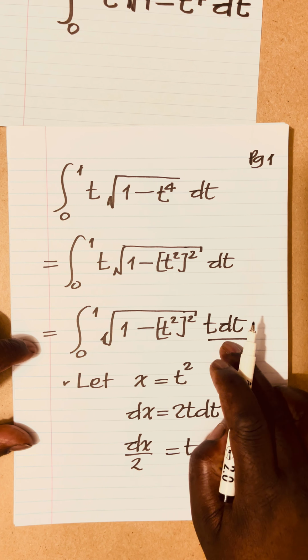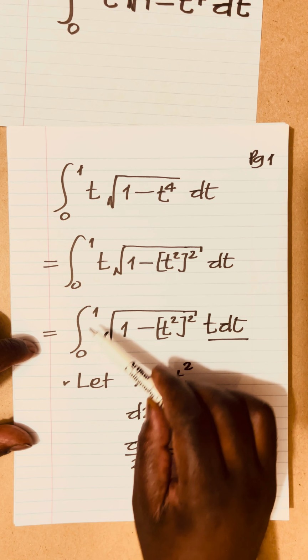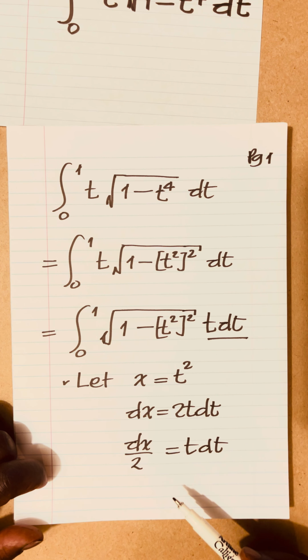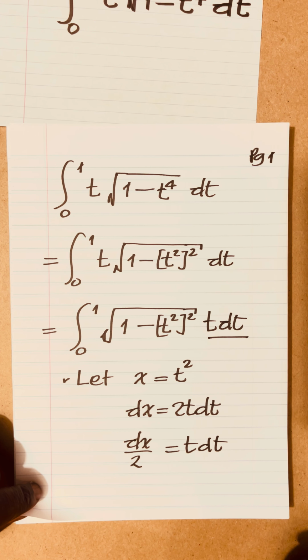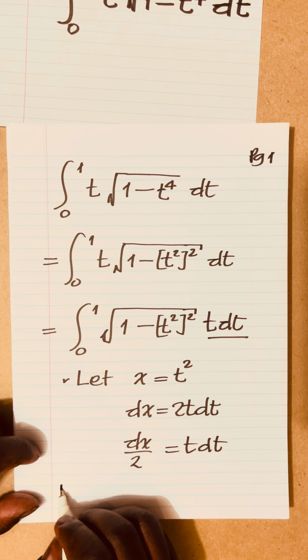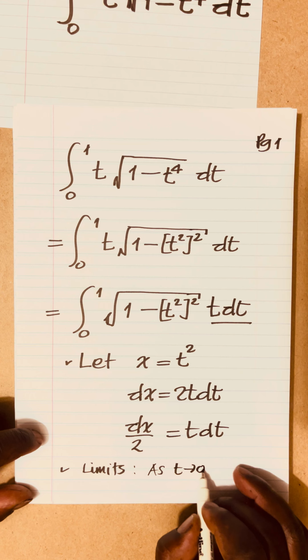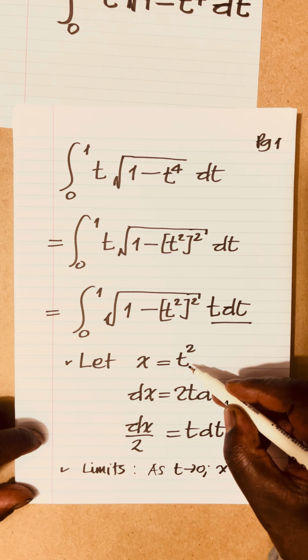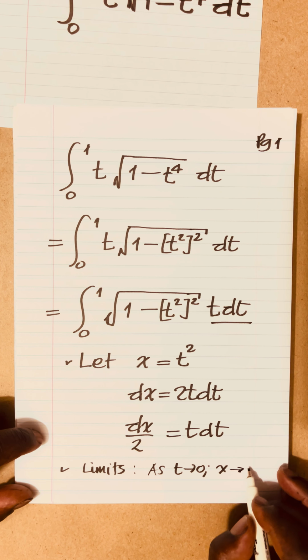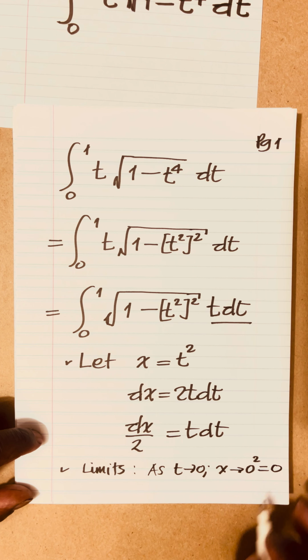Nice. Now this part is taken care of, that part is taken care of. I have to work on the limits now. So this is bulletin number 1. This is what we do. The second part, we move on to the limits. So we are saying now, as t approaches 0, what does the x approach? We use this equation here. x must approach 0 squared, and we know that this is 0. That's the lower limit. So lower limit doesn't change.